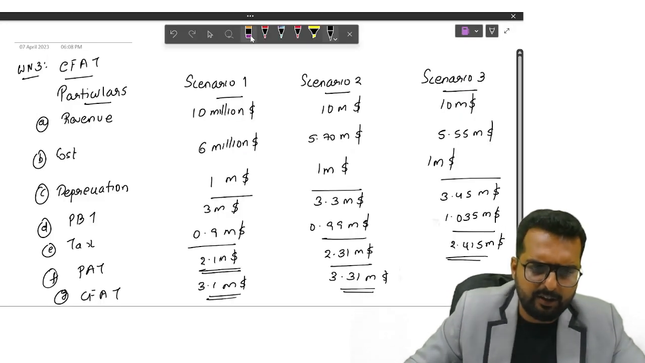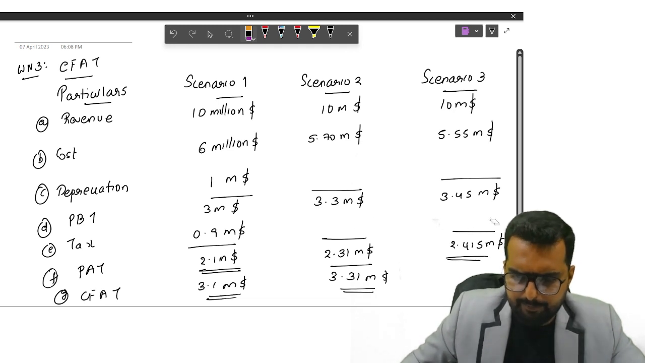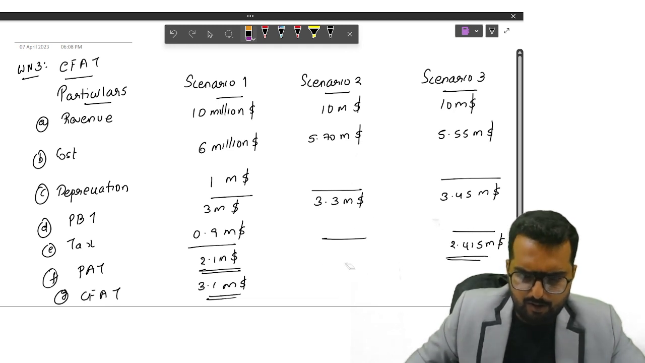Alright, so we need to make a correction here, friends. We need to make a correction, then these numbers will change. Okay. Let's change these numbers from here.